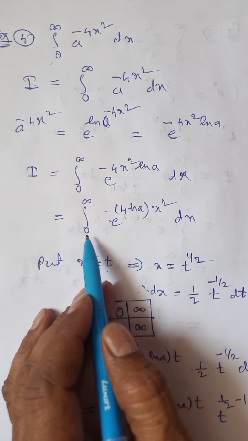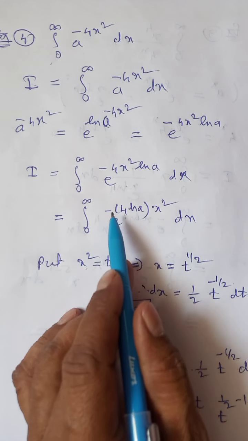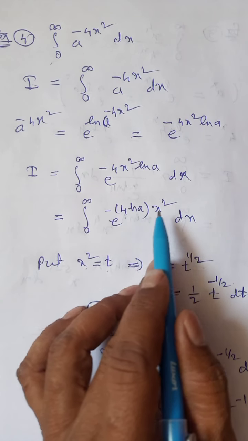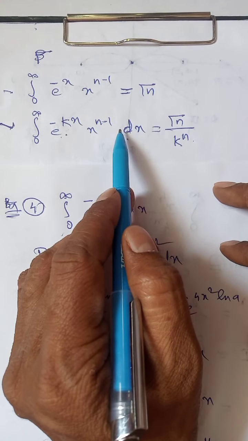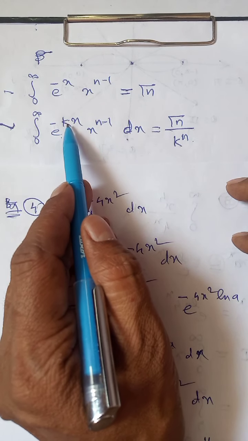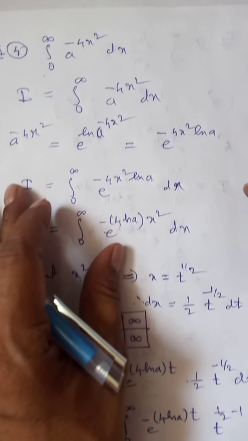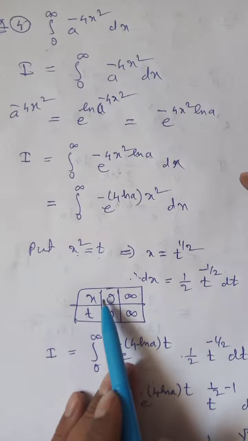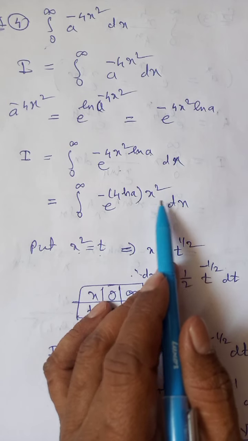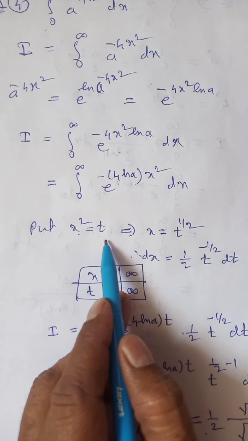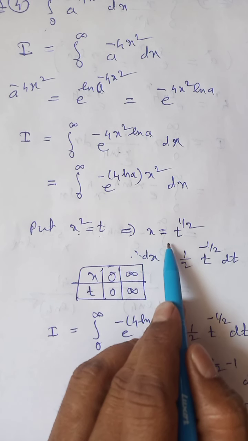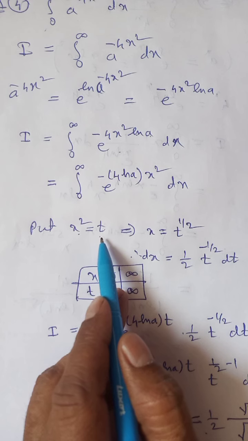Therefore, we'll have this integration finally 0 to infinity e to the power minus 4 log a into x square. Since we are going to use this second definition, e to the power minus kx, x to the power n minus 1, here k is the coefficient of x, but instead of x what we have in this integration is x square. So we'll convert this x square to x. For that we'll take this substitution, x square is equal to t. So x is t to the power half, taking square root on both sides.